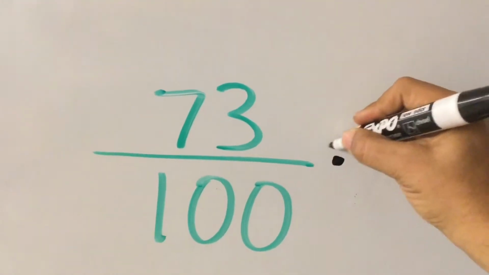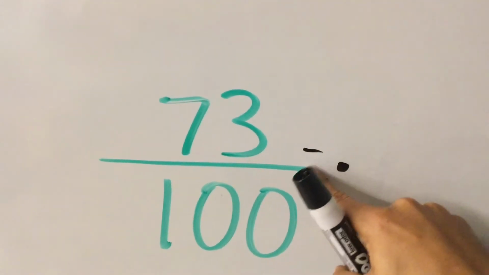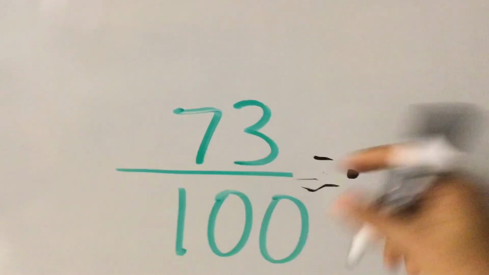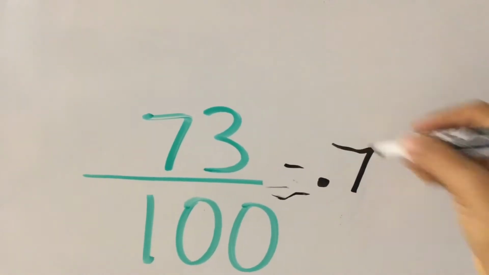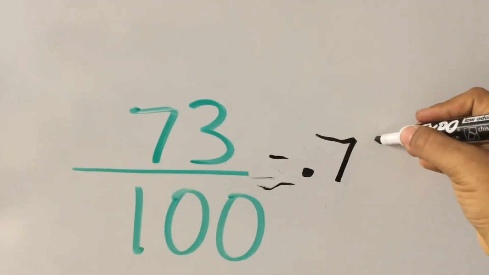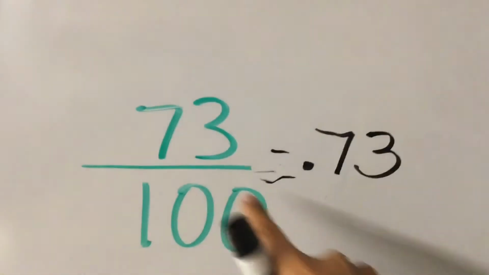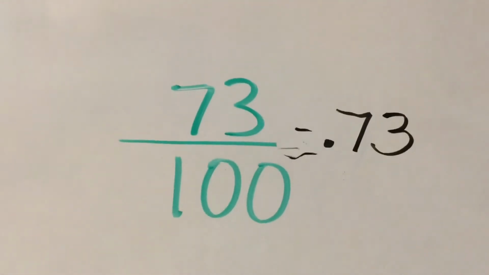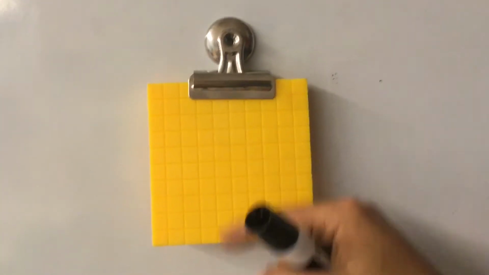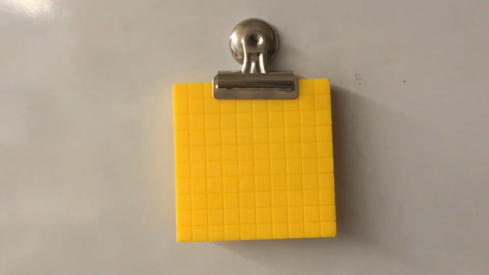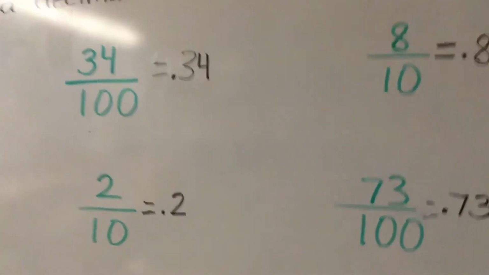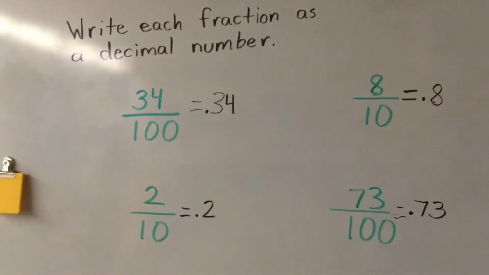We have 7 tenths and 3 hundredths for a total of 73 hundredths, or 7 strips and 3 hundredths. Alright, hope this video helped, and we'll continue practicing turning fractions into decimal numbers.